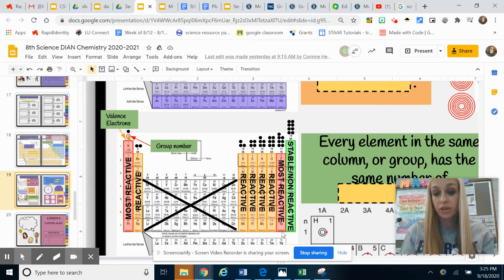And then we have this group over here that's stable. Stable means does not react. They are stable because they have 8 valence electrons in their shell, in their outermost energy level. 8 is the most valence electrons an element can have. So if they have 8, they're full. That group is called the noble gases.